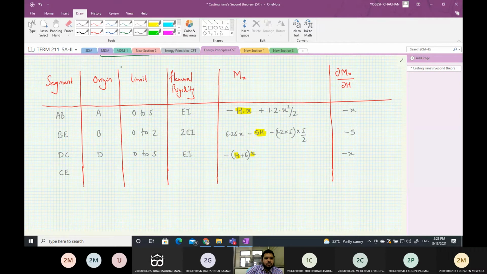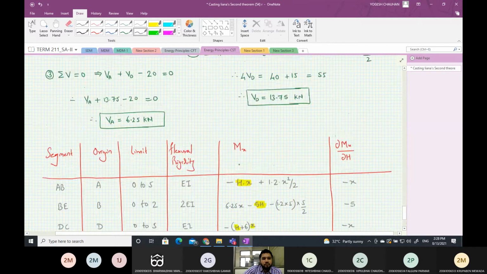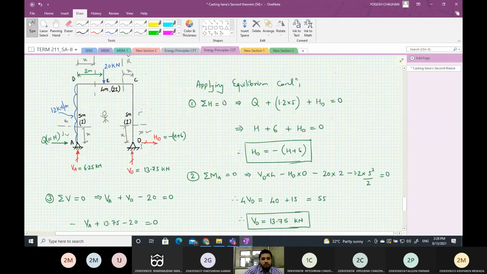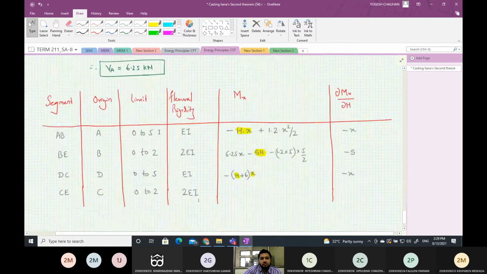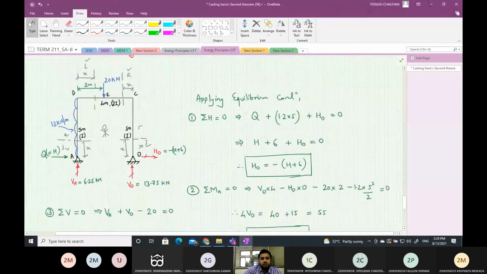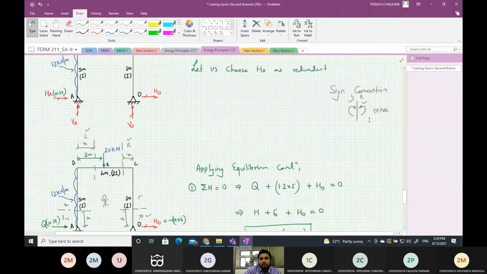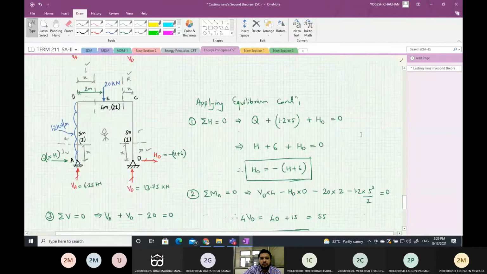So let the origin be C. Limit will be 0 to 2 and flexural rigidity will be 2 EI. Now the moment about the section will be this moment HD into 5. That will be the moment at C. So HD into 5, and this moment will be anti-clockwise. As per the sign convention, anti-clockwise is positive.